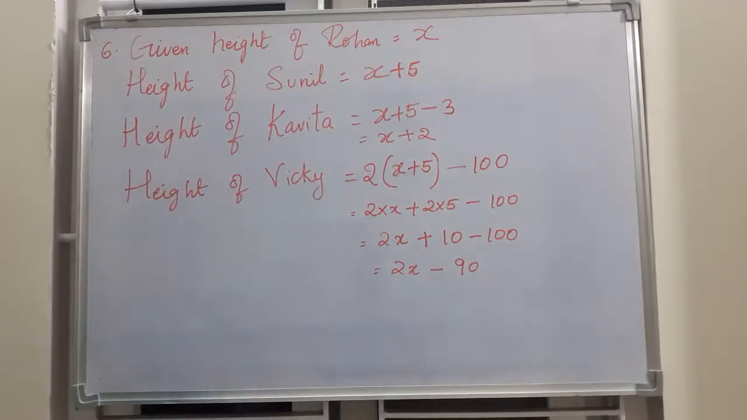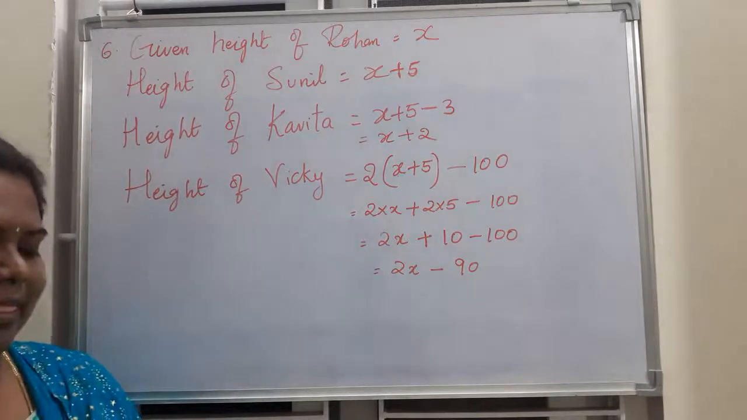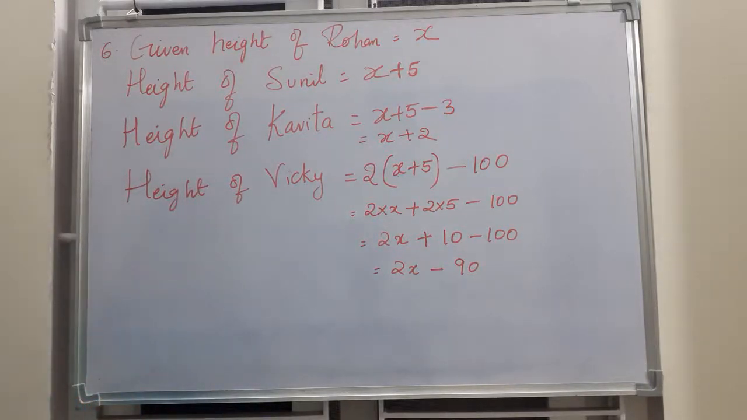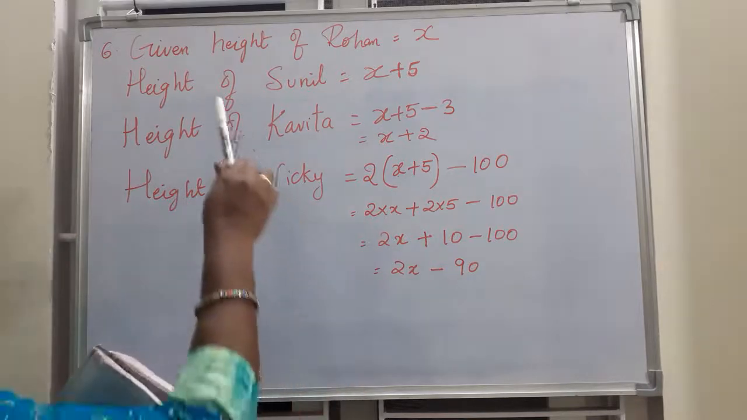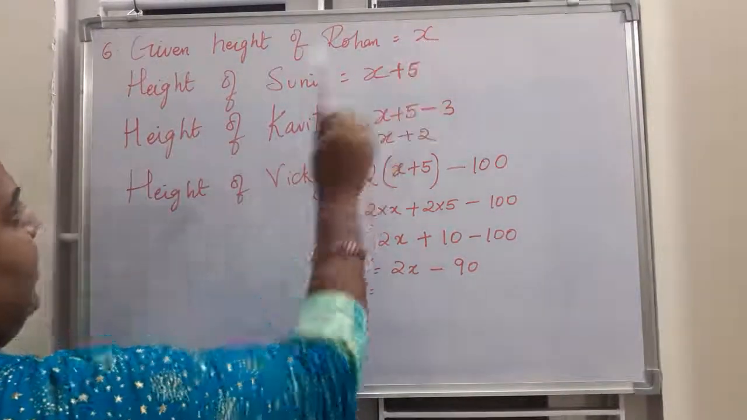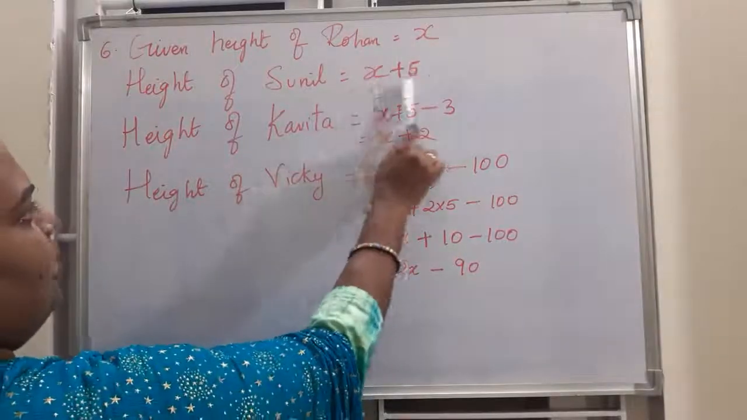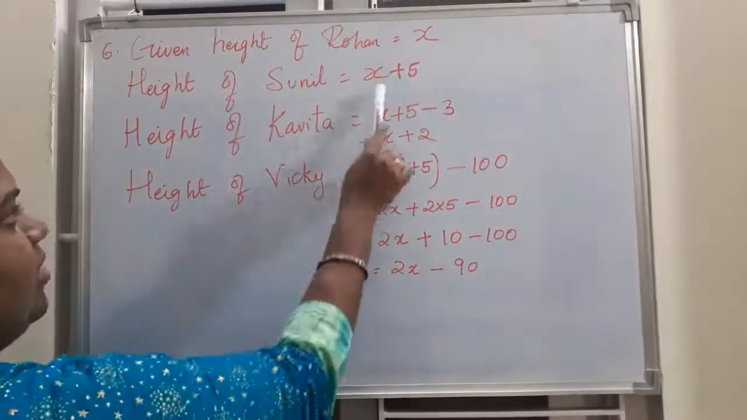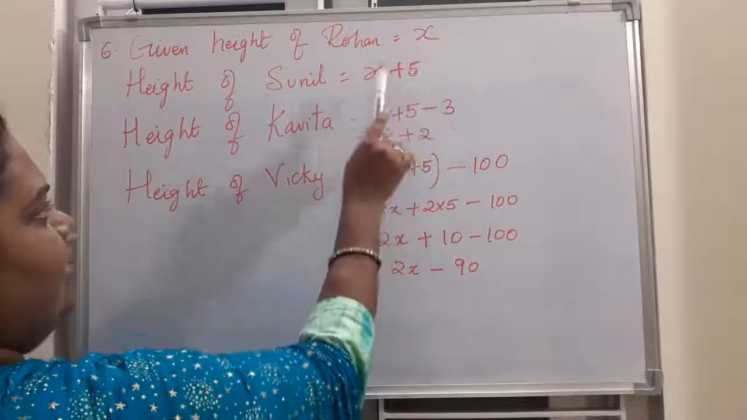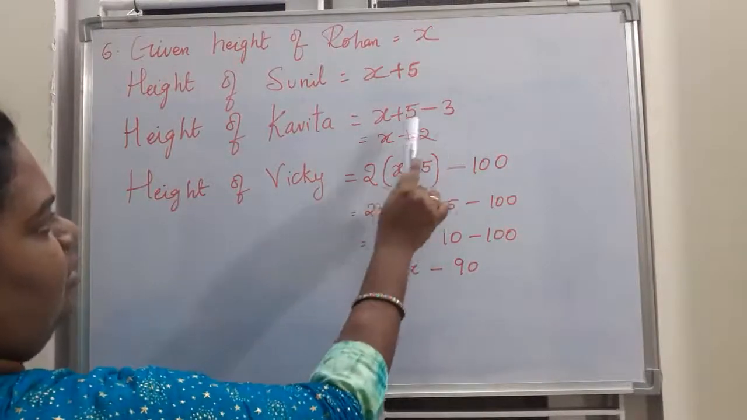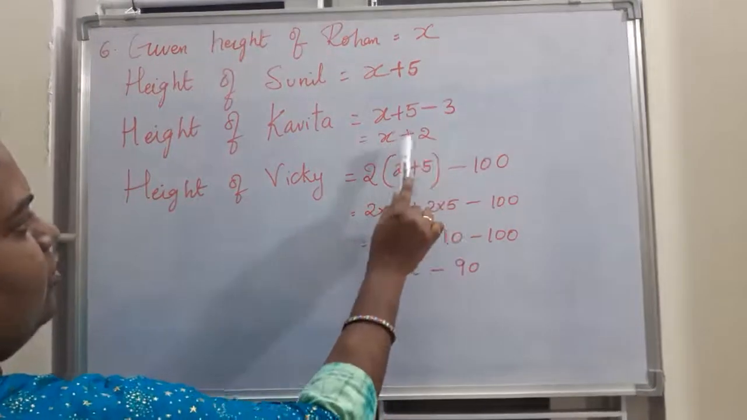Okay. So listen once again. Here he has given you 4 persons: Sunil, Rohan, Kavita and Vicky. He has told you to take the height of Rohan as x. Sunil is 5 centimeters more than Rohan, so x plus 5. Kavita is 3 centimeters less than Sunil, so x plus 5 minus 3. 5 minus 3 is 2, so x plus 2 is Kavita.